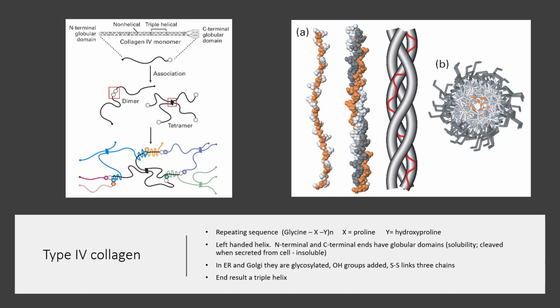Further, the resulting molecule twists into an elongated left-handed helix, which is not an alpha helix, as you can see in the image. When synthesized, the N terminal and the C terminal of the polypeptide have globular domains, which keep the molecules soluble. As they pass through the endoplasmic reticulum and the Golgi apparatus, the molecules are glycosylated and hydroxyl groups are added to the Y amino acid. Also, disulfide bonds link the three chains covalently. So the three molecules twist together to form a triple helix.